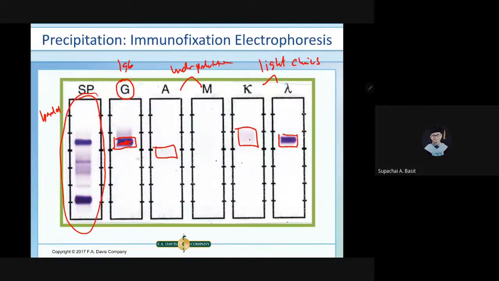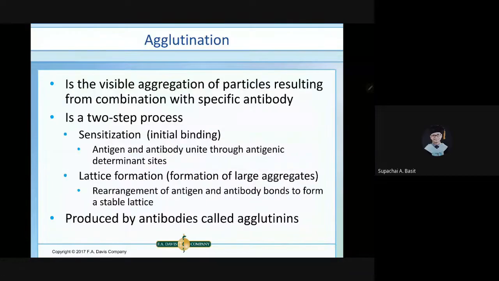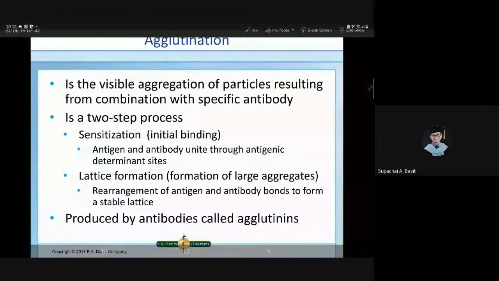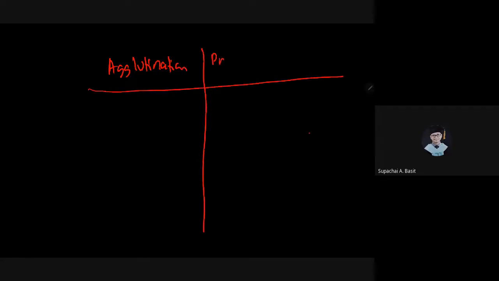Okay, so that is for precipitation. Okay, so later on I will, let's now discuss agglutination reaction. Okay, so let's differentiate agglutination from precipitation reaction.